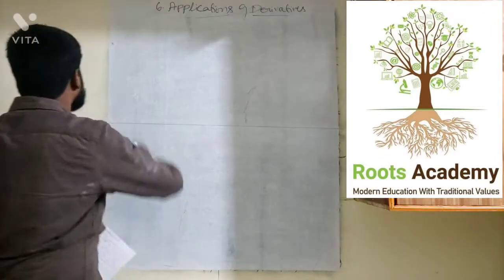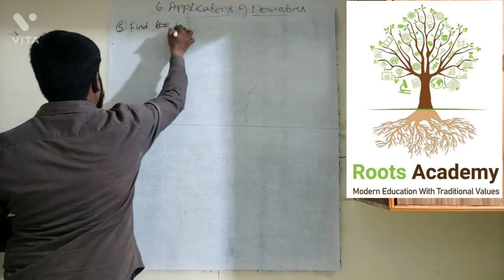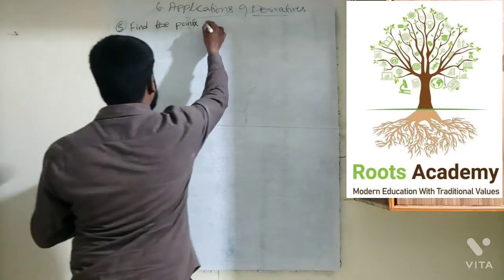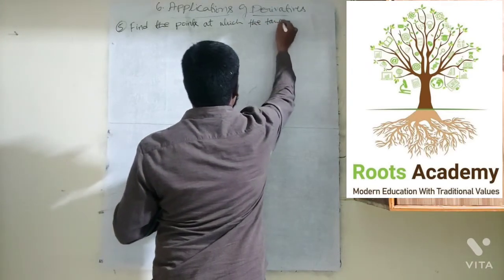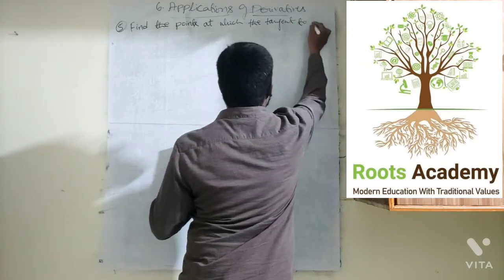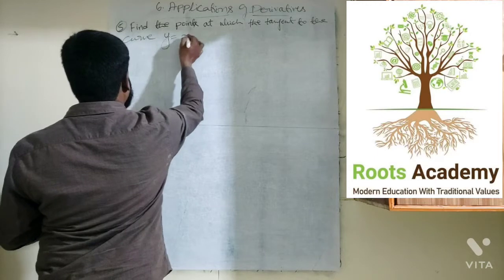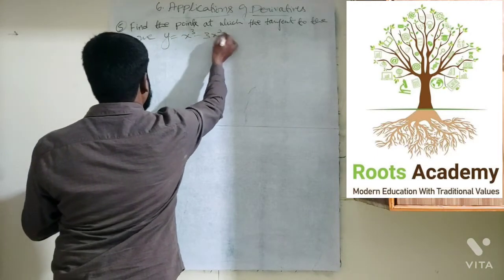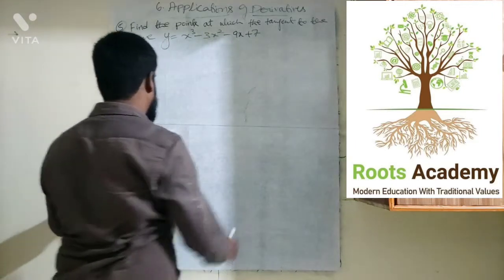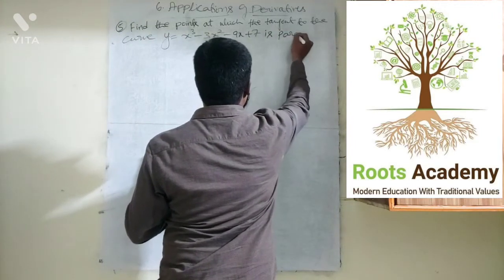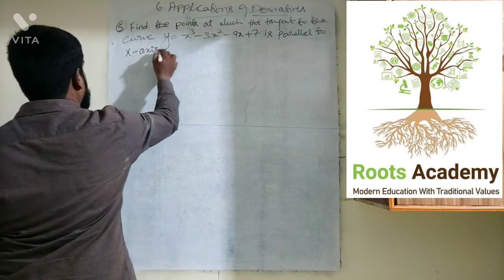Let us go to the next problem. Find the points at which the tangent to the curve y is equals to x cube minus 3x square minus 9x plus 7 is parallel to x-axis.